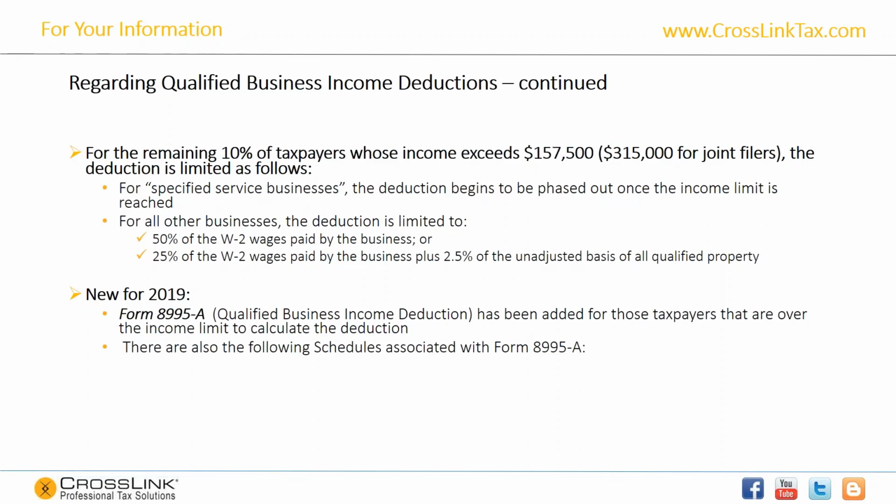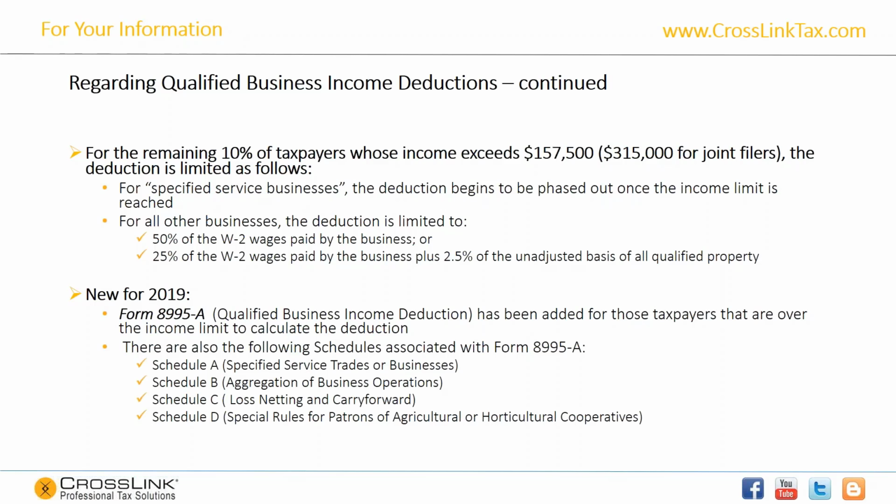There are also the following schedules associated with Form 8995-A. They are Schedule A, which is specified service trades or businesses; Schedule B, aggregation of business operations; Schedule C, loss netting and carry forward; and finally Schedule D, special rules for patrons of agricultural or horticultural cooperatives.